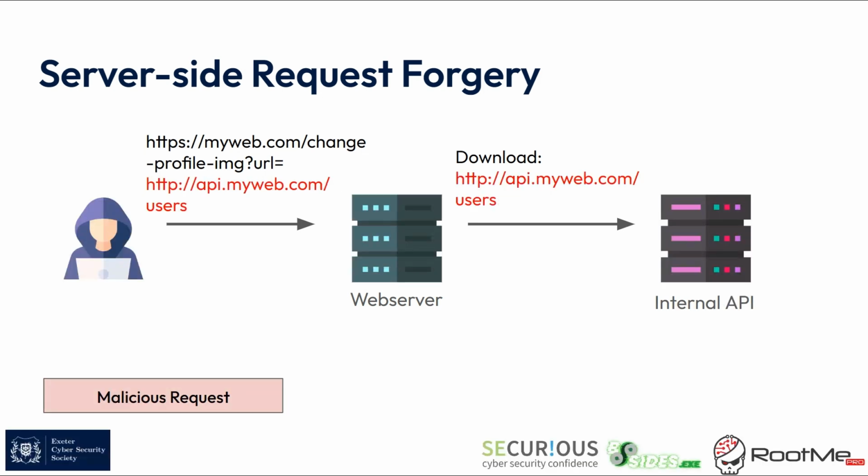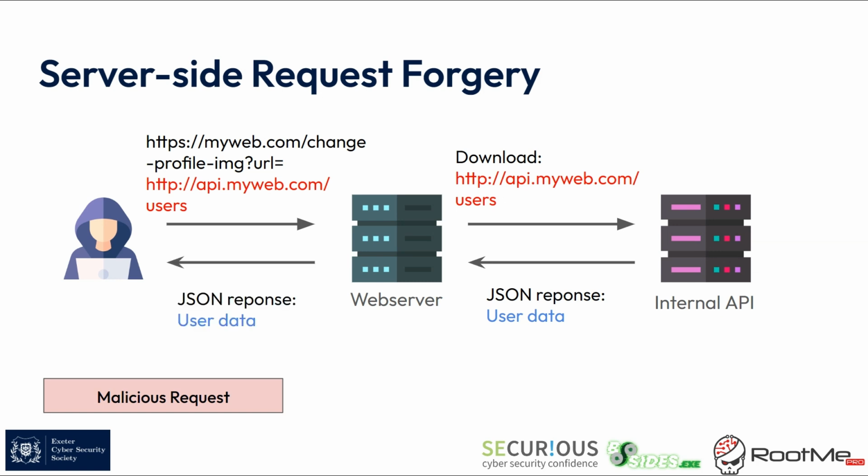So let's say, what if we change the URL parameter to an internal API that is associated with myweb.com? Because the web server is vulnerable, it doesn't do any validation, so it sends a GET request to that internal API, myweb.com/users, and it just returns the user data as JSON. It doesn't check for anything. It just says, right, I'm happy to send that user data to you.